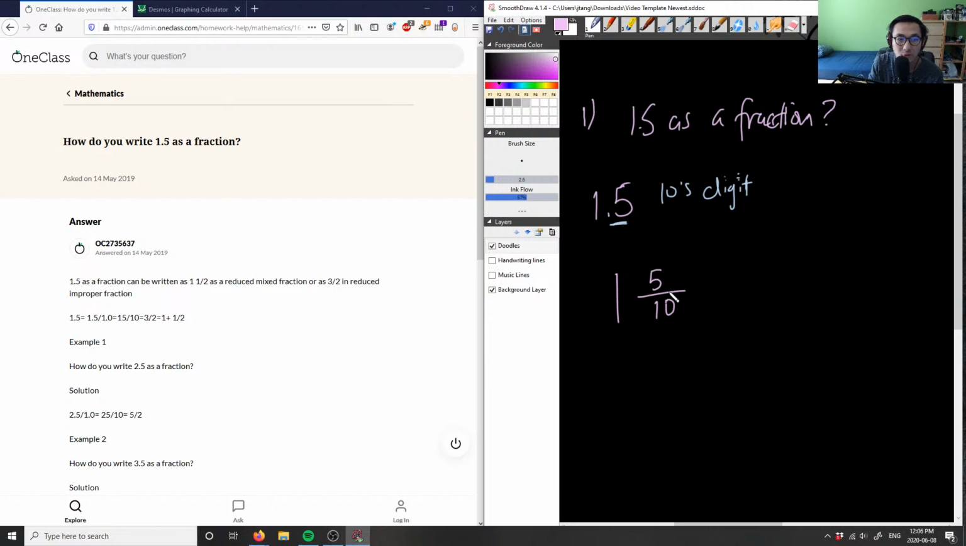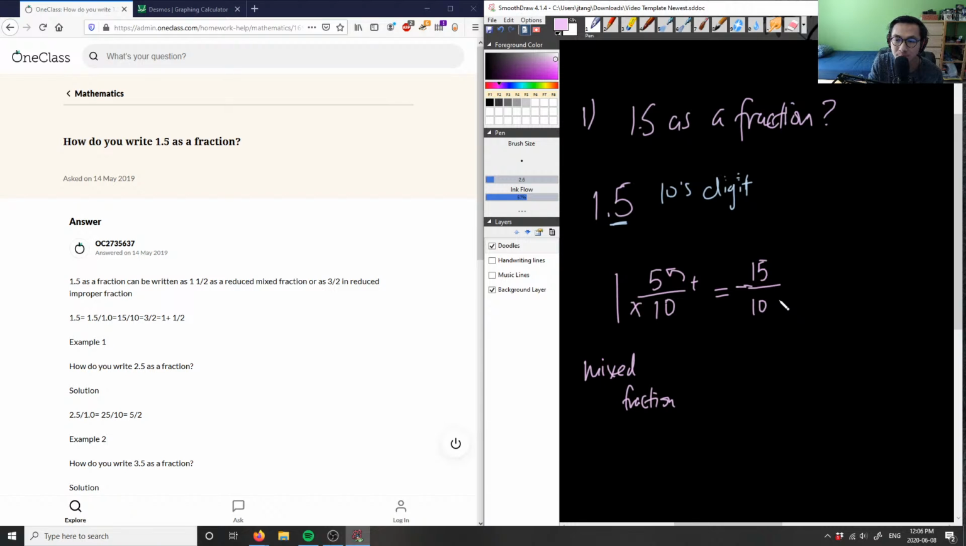So therefore, we can convert this into an improper fraction. Right now we have a mixed fraction, so we can convert this into an improper fraction. And how do we do that? Well, we can simply take our whole number, multiply by the denominator, and add the numerator. So what's 1 times 10? 1 times 10 equals 10, plus 5 is 15. So we're going to have 15 as our new numerator, and it's still going to be over our denominator from before.